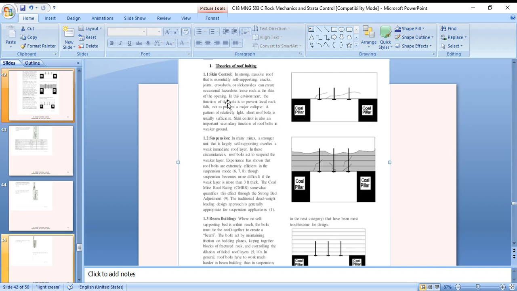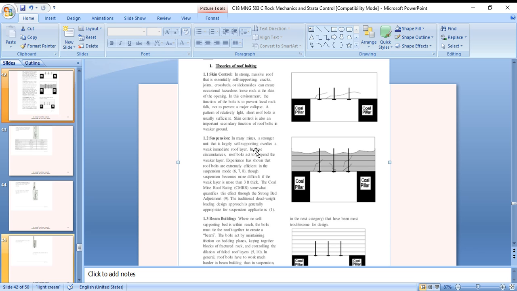Three theories are there. Skin control: in a strong massive roof that is essentially self-supporting, cracks, joints, crossbeds, or slickensides can create occupational hazards. Loose rocks at the skin of an opening are a hazard in the environment. The function of the bolt is to prevent a local rock fall, not to prevent a major collapse. A pattern of relatively light, short roof bolts is usually sufficient. Skin control is also an important secondary function of the roof bolt in weaker ground.